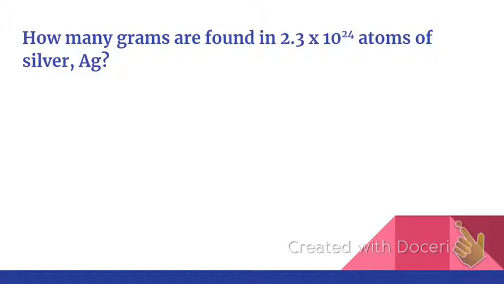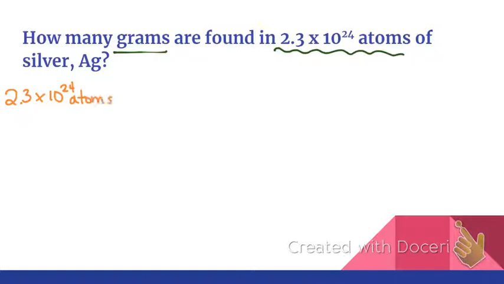So in example 1, it asks how many grams, so I know that I'm solving for mass, and again the unit would be grams, and it says that are found in 2.3 times 10 to the 24th atoms of silver. So I know that this is going to be a two-step problem because I don't have a conversion factor that relates atoms to grams. So when I go ahead and set this up, I'm going to take my given of 2.3 times 10 to the 24th atoms.